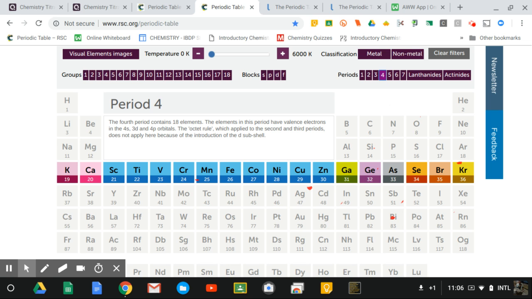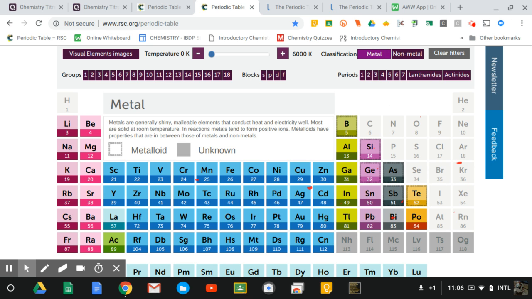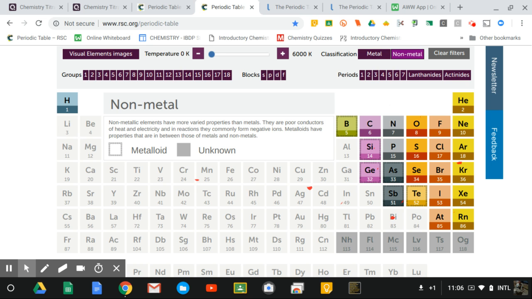So most of the elements in the periodic table are metallic elements. That's the majority of them. If we click on the table here and find all the metals, it will show me all the metals. And the non-metals will be on the right side, which is the small number of elements on the periodic table. So this is an overview of the periodic table.